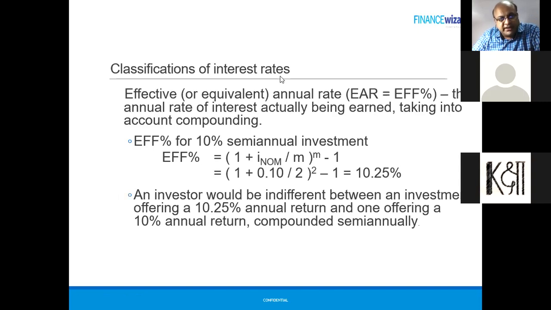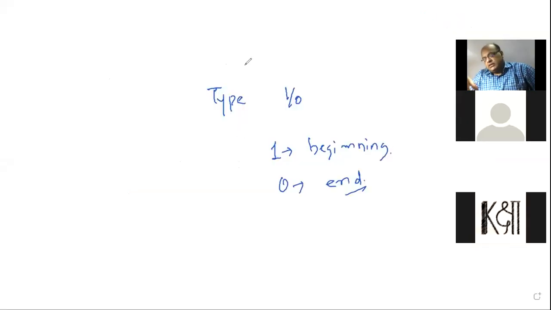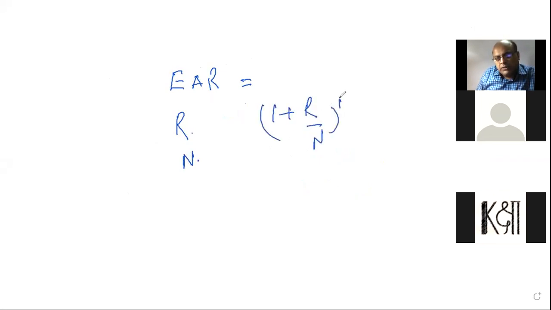And effective rate is (1 plus nominal rate by m) to the power m, minus 1. What is the meaning? (1 plus r by n) to the power n, minus 1. Let me show you. So basically, if we are talking about effective annual rate, if your nominal rate is r and your frequency of compounding is n, then your effective rate would be (1 plus r by n) to the power n, minus 1.